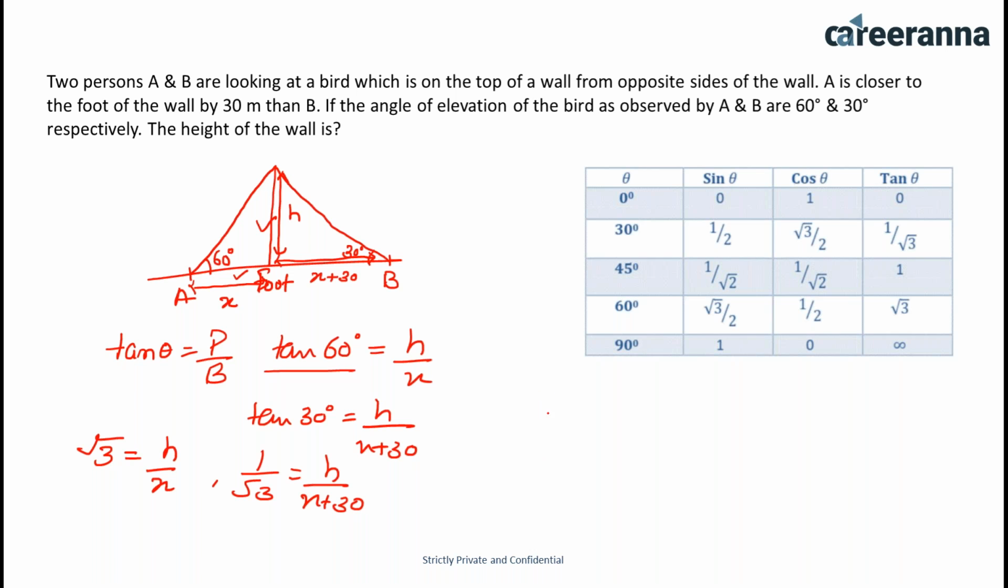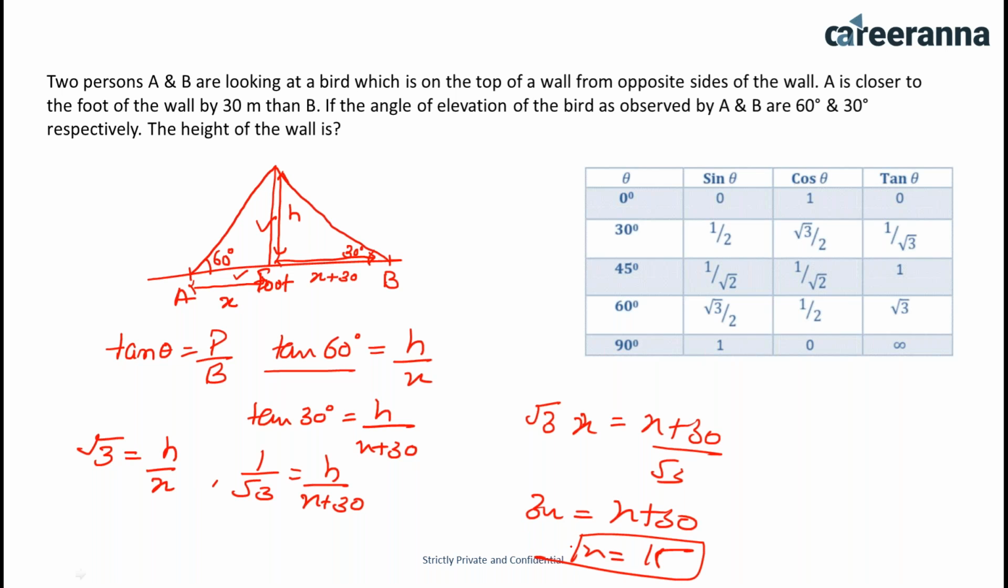Okay, if you equate this, you will get root 3. If you take this above, this will become x plus 30 by root 3. From here, this equals this, the 3 cancels out: 3x is equal to x plus 30. So x is going to be, I think you are getting x as 15. Okay, if you are able to get the value of x as 15, then you can easily find the value of h. h is going to be x root 3, so you can say h is going to be 15 root 3.